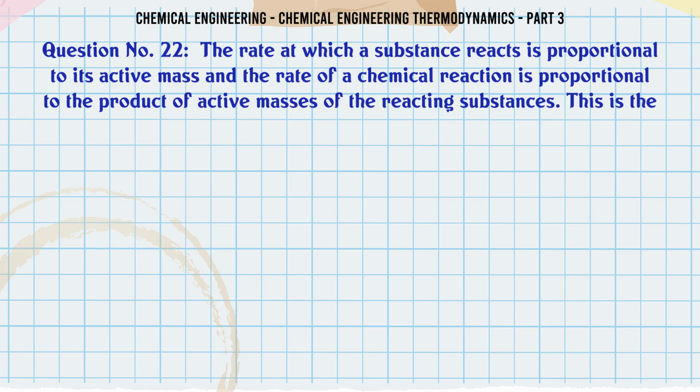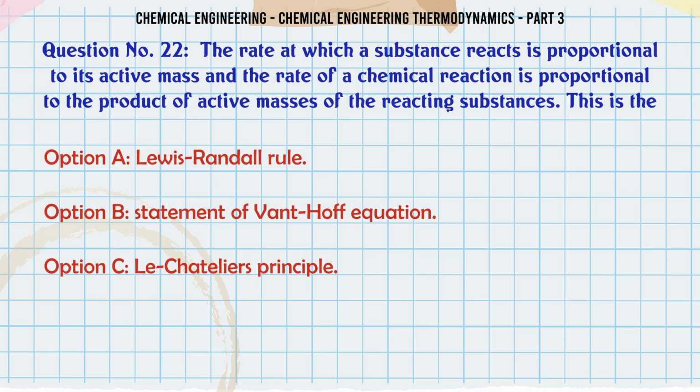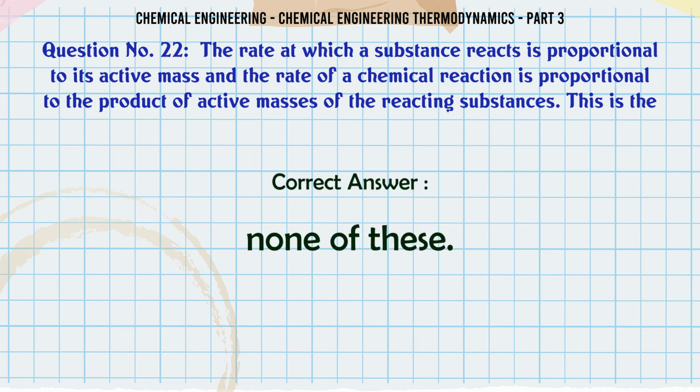The rate at which a substance reacts is proportional to its active mass, and the rate of a chemical reaction is proportional to the product of active masses of the reacting substances. This is the: A. Lewis-Randall rule. B. Statement of Van't Hoff equation. C. Le Chatelier's principle. D. None of these. The correct answer is none of these.